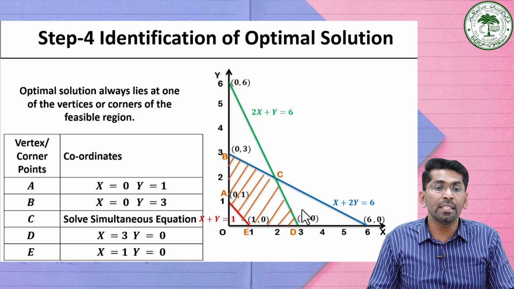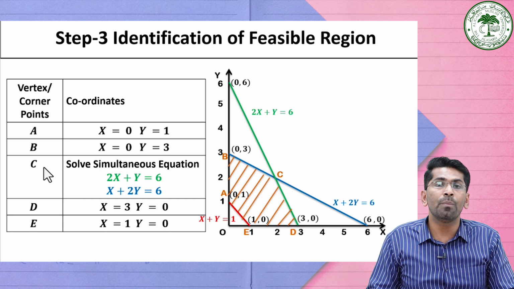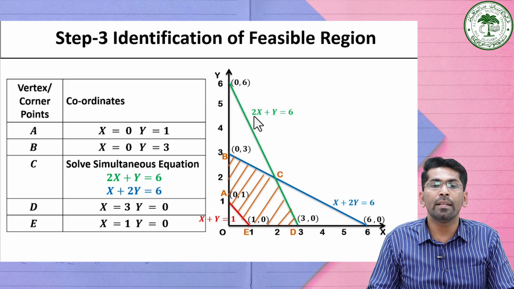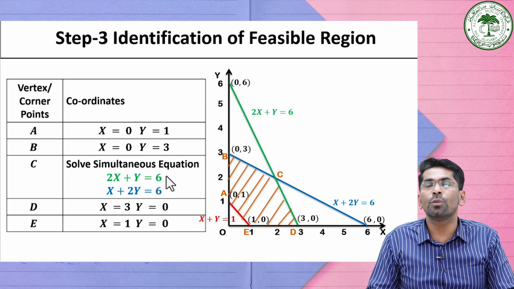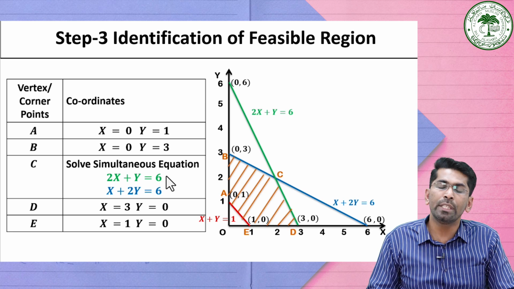Now I am once again considering the point C. We have one green line, that is 2x plus y is equal to 6, and at the point C, another line, the blue line, is intersecting. It is x plus 2y is equal to 6. So I am going to take these two equations and solve these two simultaneous equations by using the elimination method in order to find out the value of x and y at the point C.